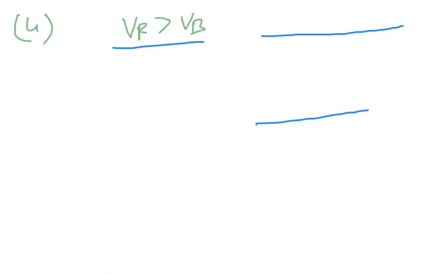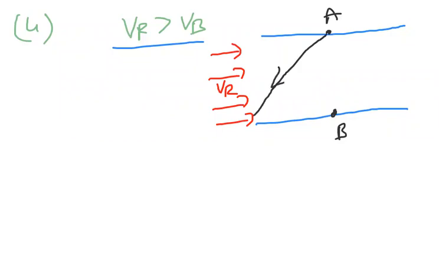Now we are going to discuss one special situation. In this special situation, river speed is greater than boat speed. Observe carefully here. Two points are there, this is A, this is B. The river is flowing in this direction, from left to right, and the boat is traveling against the river flow.